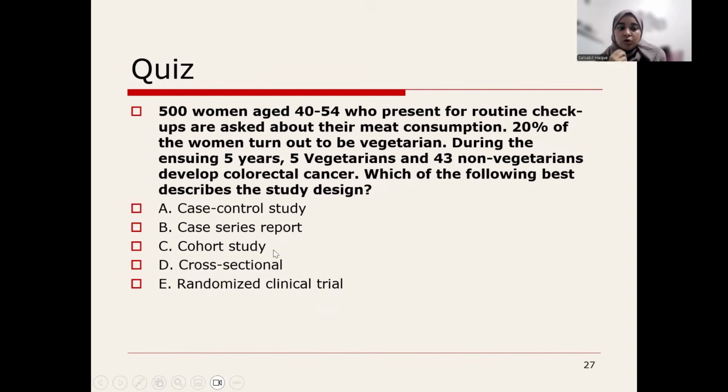So this is going to be a cohort study. Why? Before I say that, can you tell me whether it's retrospective or prospective? It is going to be a prospective cohort study. Why? Because we are first starting with the exposure. What is the exposure? The exposure is vegetarianism or meat consumption. Okay, then we follow up with them throughout 5 years and see whether the outcome, which is colorectal cancer, develops. And that is the basic framework for cohort studies.